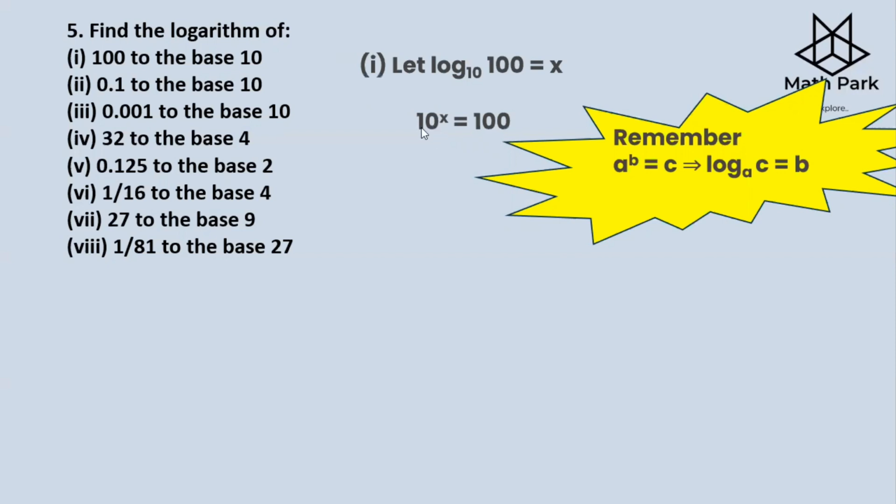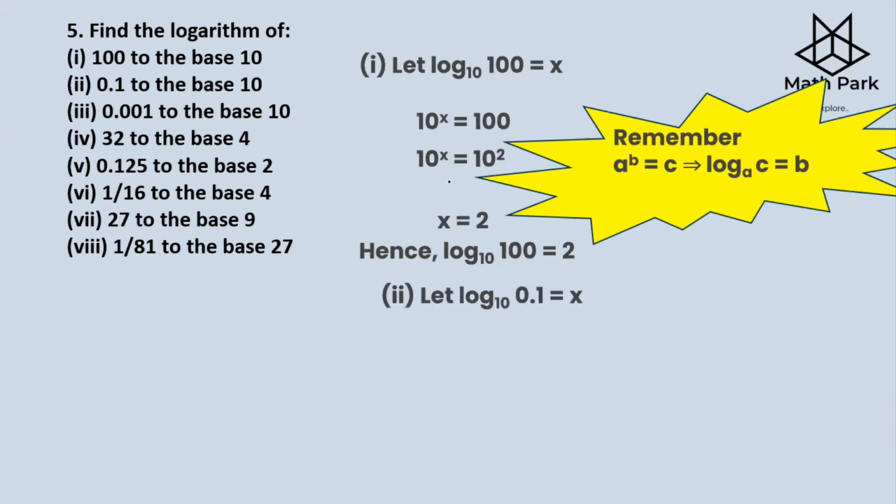Then we write the exponential form of that. 10 to the power x is equal to 100. Now 100 is 10 square. So we get 10 to the power x is equal to 10 square. And comparing, when the bases are equal, we have the powers equal. So this is how you get x is equal to 2. So thus, log of 100 to the base 10 is equal to 2.